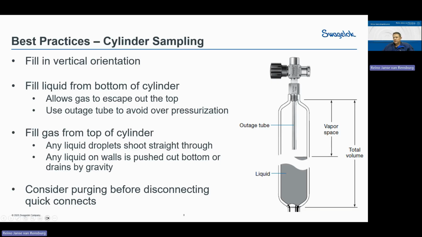And then consider purging your quick connects before you take a new sample to make sure there's not old samples stuck in them, especially if you have a double-ended shut-off quick connect, they can capture a little bit of sample in them. So it's always good to run a purge through them before you start taking new samples, just to avoid any sort of contamination.